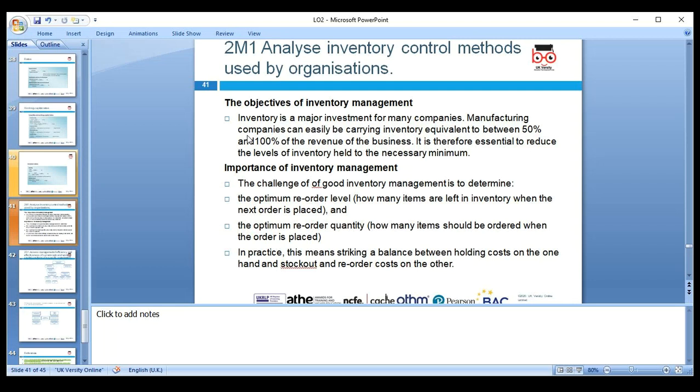If they don't have cash, they have inventory. If you want to pay salary to somebody, you can't say you take the inventory. So that's why inventory management is crucial. The challenge of good inventory management is to determine the optimal reorder level. You can use the economic order quantity. You can maybe change the business model to just in time or a direct business model.